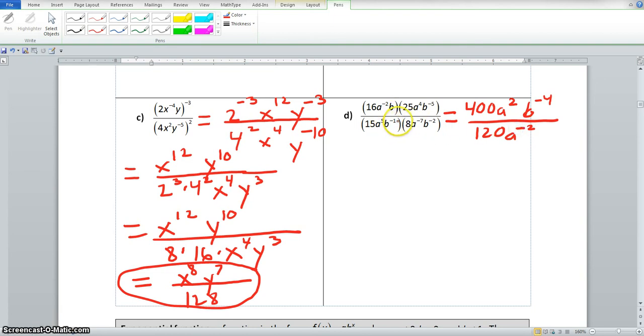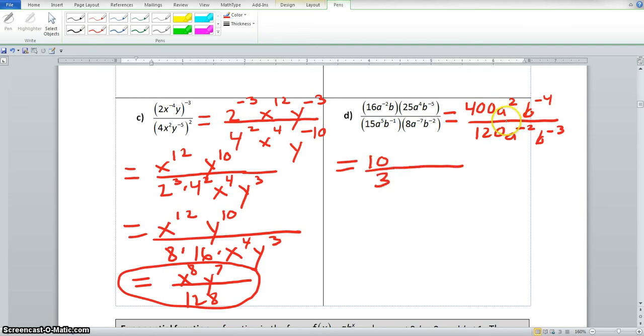Next we have our b's. b to the negative 1 times b to the negative 2 will give us b to the negative 3. Now we want to simplify. First we would start with the 400 and the 120. Both of them have 40 in common, so we could divide both by 40, and this will leave us 10 over 3.